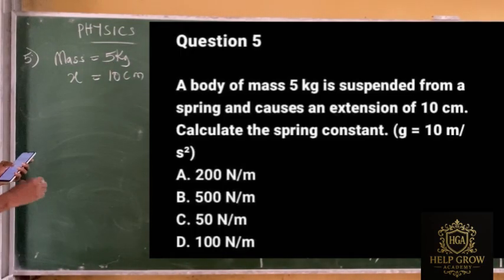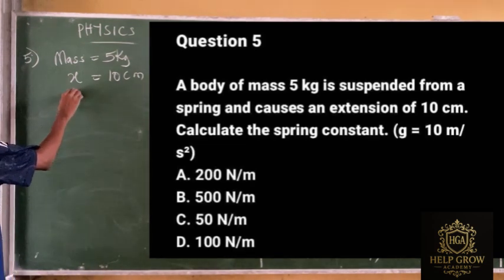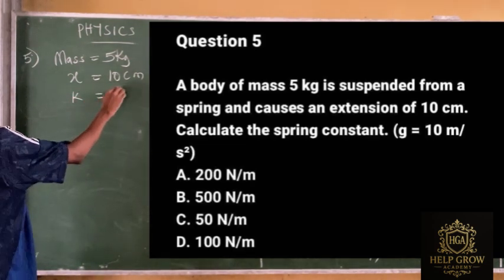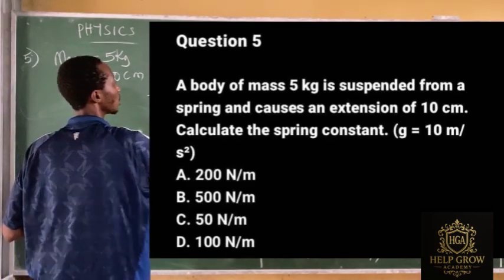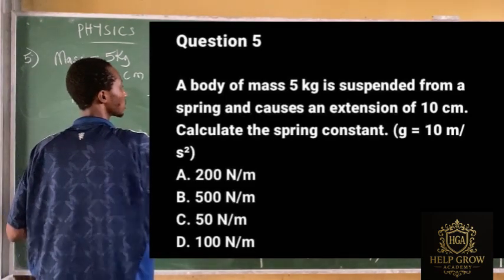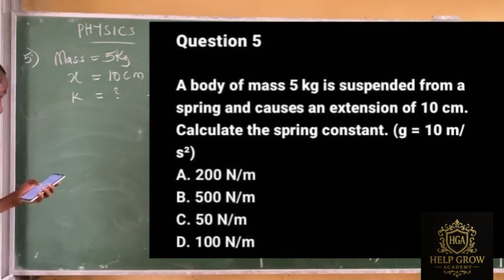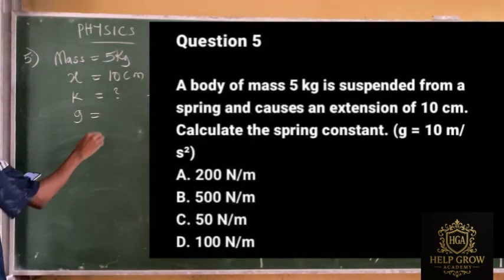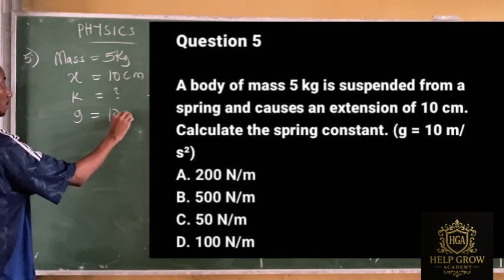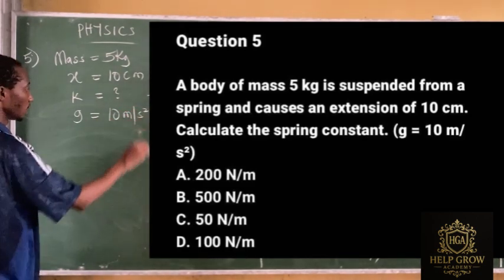They say calculate the spring constant. K is unknown. This is the spring constant. They also gave us from the question that we should take acceleration due to gravity g to be 10 meters per second squared.